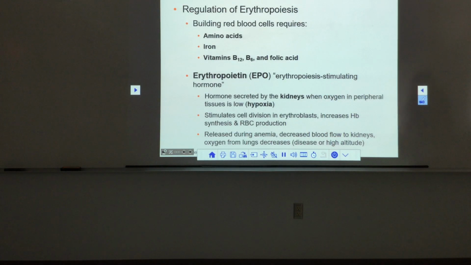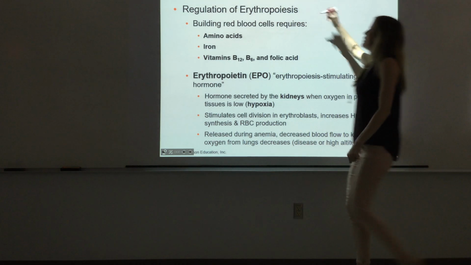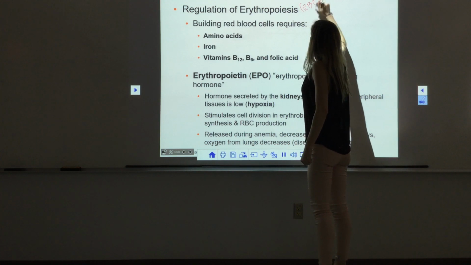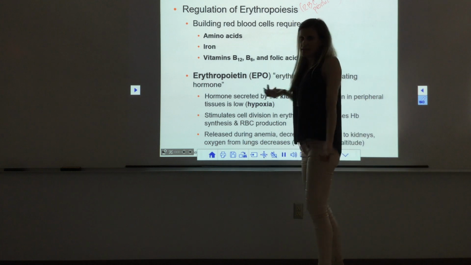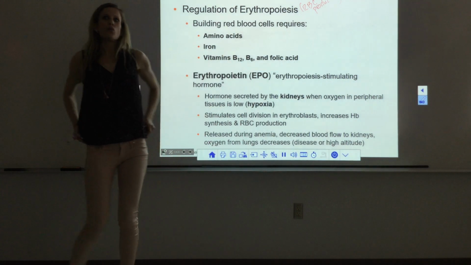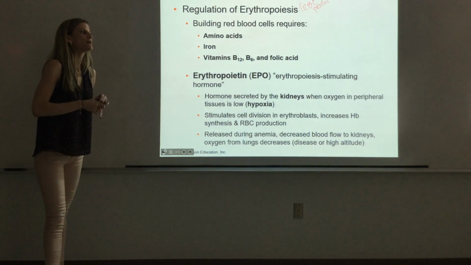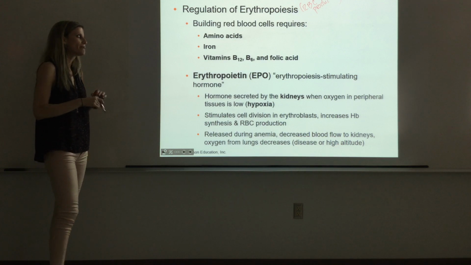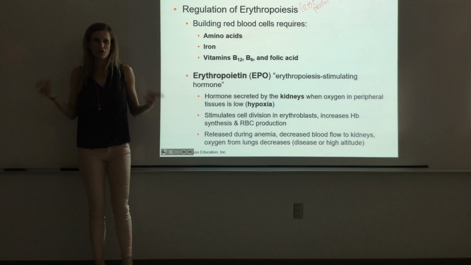All right, so obviously we need to regulate erythropoiesis. What is erythropoiesis? Red blood cell production. We need to be able to control or regulate it, right? We want to make enough red blood cells, but not too many. So we do that with hormones. We have a couple hormones that we'll talk about that help us to control red blood cell production. But real quick, in order to make red blood cells, we have to have the building blocks that go into them, right?